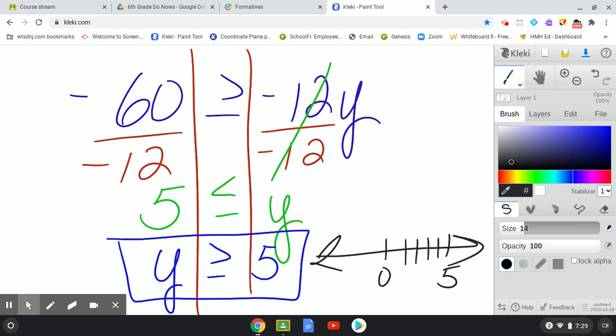To save time, I'm not putting all of my numbers in. My variable is now on my left. It's going to be a closed circle because I have my equal bar. I'm going to follow my inequality symbol. And it is going to the right.